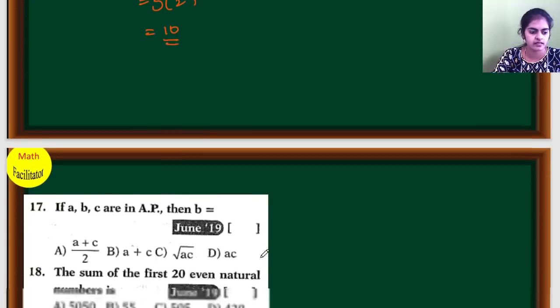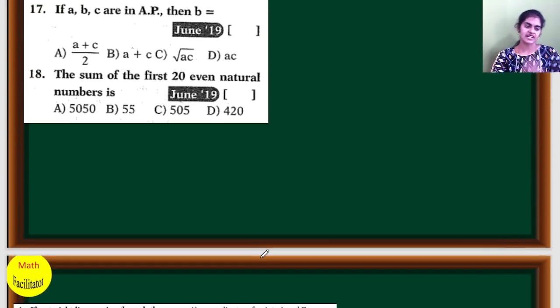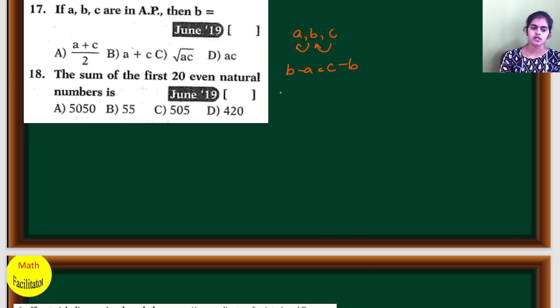Clear everyone? So next question. a, b, c are in AP. So if a, b, c are in AP, then b minus a will be equal to c minus b. Both are the common difference. Take all the b terms together. So you'll have 2b equal to a plus c, or b equal to a plus c by 2. Okay, so b will be equal to a plus c by 2.